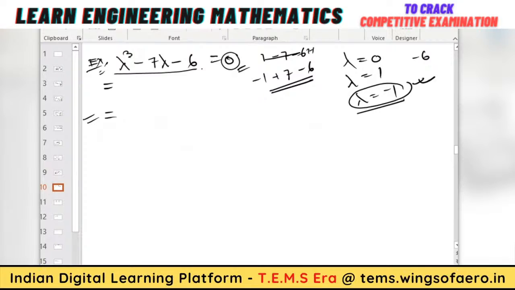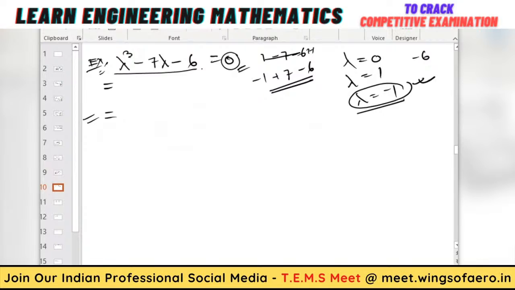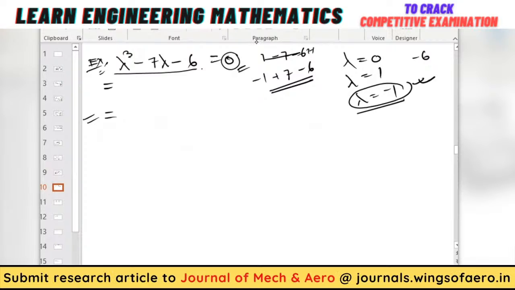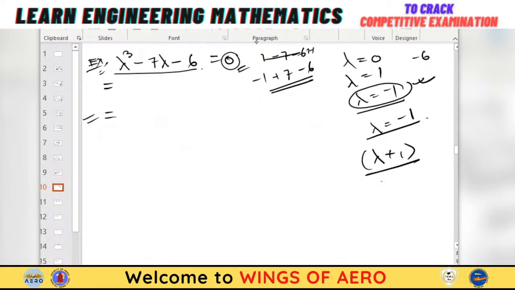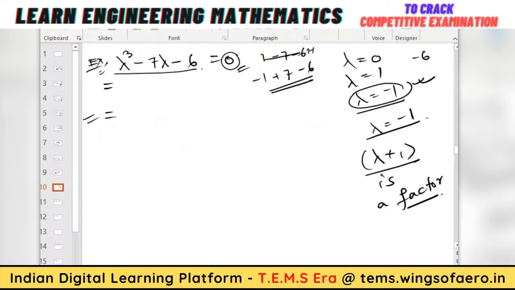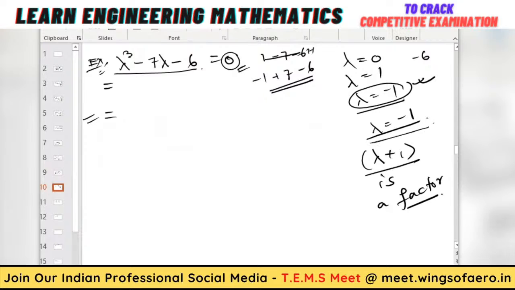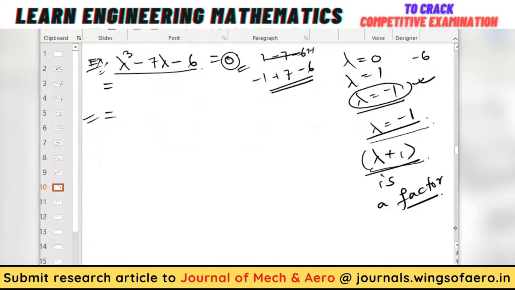Put lambda equal to 0. If it is not 0, put lambda equal to 1. If it is not 0, put minus 1. Then 2, then minus 2. If lambda is equal to minus 1, then lambda plus 1 is a factor. Remember this always. If lambda equal to minus 1 is a solution, then lambda plus 1 is a factor of this equation.